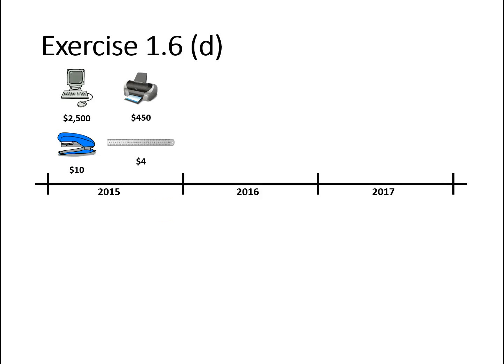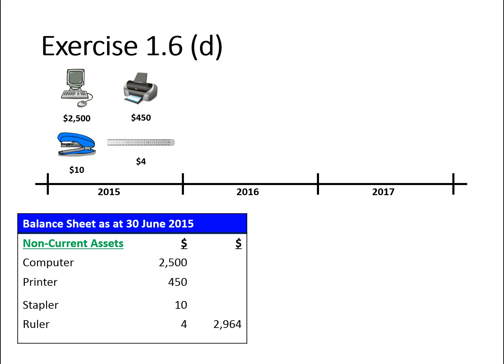In 1.6D, we're going to follow up from 1.6B, where we had the following four assets of the business that we're going to last for the next 3 years: the computer, the printer, the stapler, and the ruler. So we listed them all as non-current assets there in the balance sheet. This question is actually asking, can we treat any of these items as expenses for 2015 instead of assets?